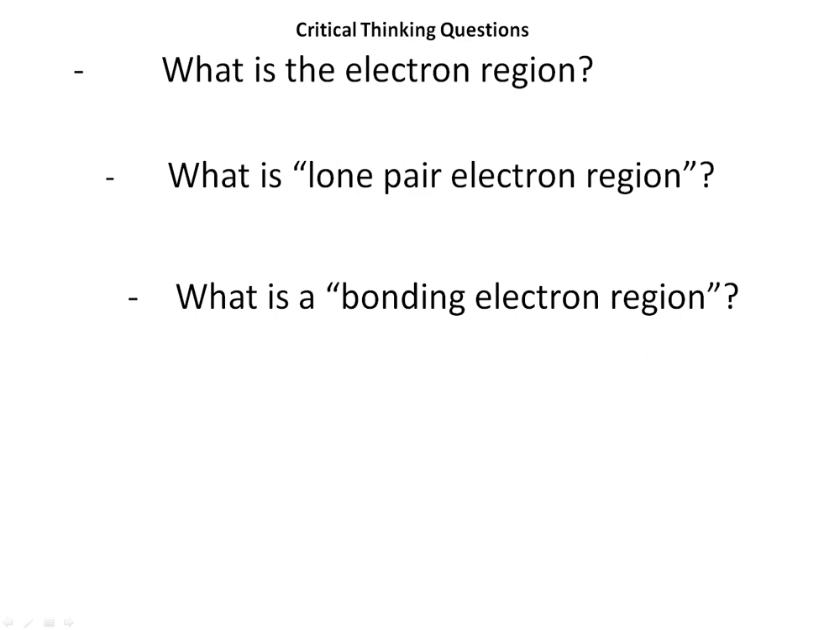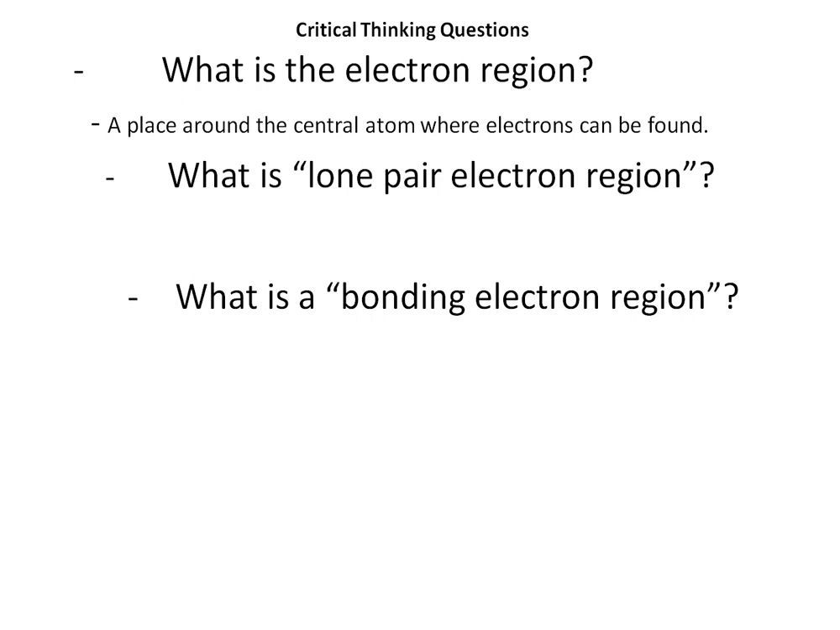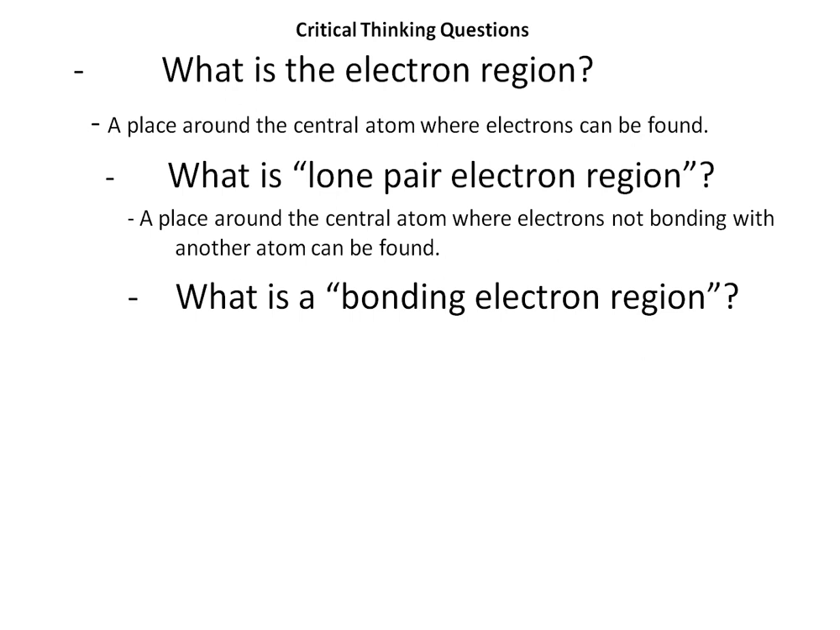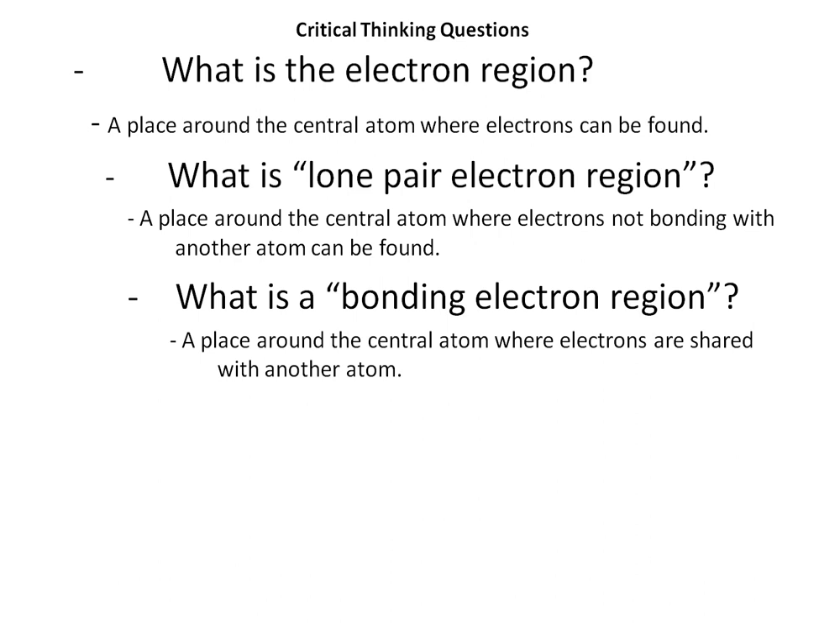Critical thinking questions. What is electron region? It is the place around the central atom where electrons can be found. Next question. What is the lone pair electron region? A place around the central atom where the electron is not bonding and another atom cannot be found. And what is the bonding electron region? A place around the central atom where the electron can also be shared.